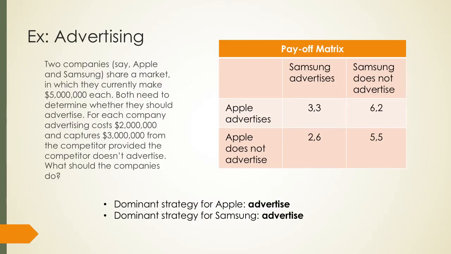Let's return to the advertising example we worked through in the last video. There, we identified dominant strategies for each player, finding that both companies should advertise. Since these dominant strategies represent each player's best response to the other player, this gives us a Nash equilibrium. Thus, this analysis suggests that both companies will choose to advertise, even though they would be better off if they chose not to advertise. In other words, in this scenario, the Nash equilibrium is not Pareto optimal.